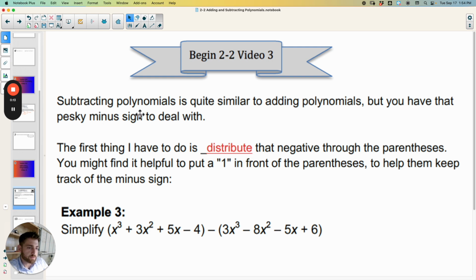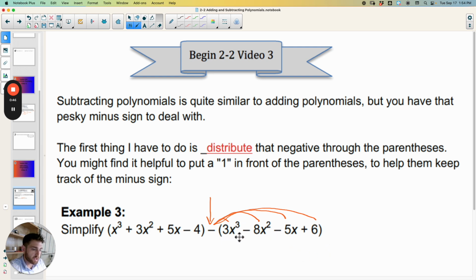So subtracting polynomials is very similar to adding polynomials, but there's one more step involved, and that is that we need to distribute the negative through the entire set of parentheses. So this negative is what I'm talking about here. If you remember, in the previous problems that we were doing, this was not a negative, this was a positive, so there was nothing that we needed to do first. But now it's a negative, and that means that every single one of these terms are going to be affected because they are all inside this set of parentheses.